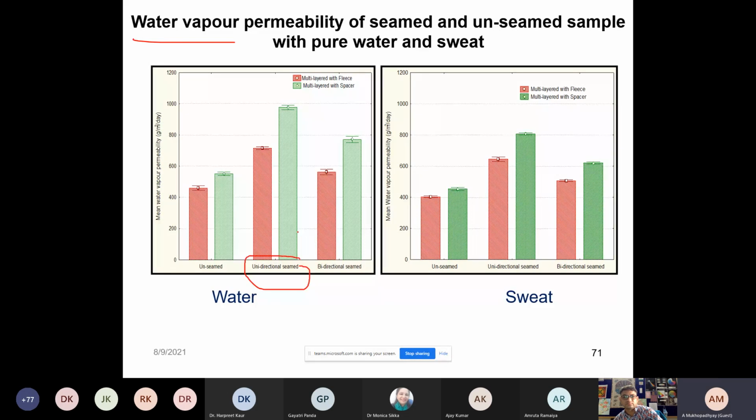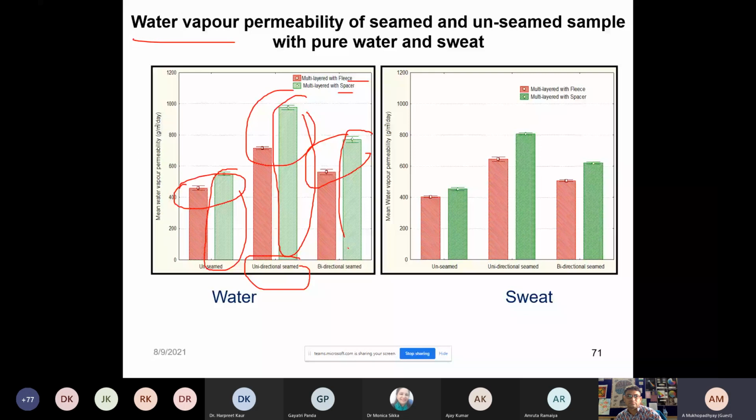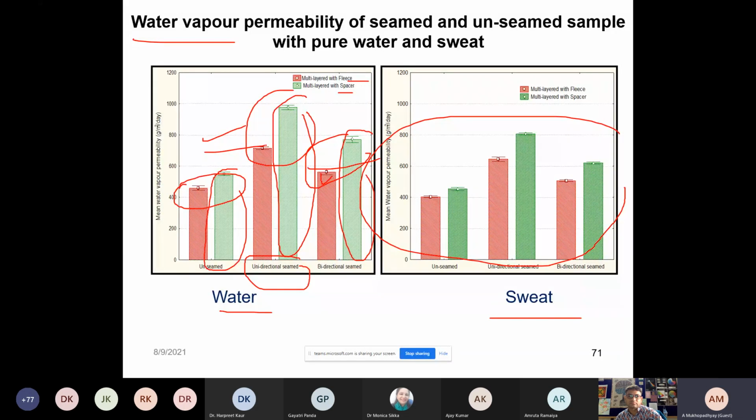Again, if you see the fleece and spacer, performance is better in all cases. Performance of spacer fabric is better than the fleece, because spacer fabric has more voids, it is more voluminous, so its performance is better. Now, one of the interesting aspects is that when we compare sweat and water, we have seen that the behavior is different. Although we measure it with water in most cases, sweat behavior is different. Although the difference here could be large, if you are using sweat, the difference becomes smaller. But still the unidirectional seam fabric is better as compared to the other.